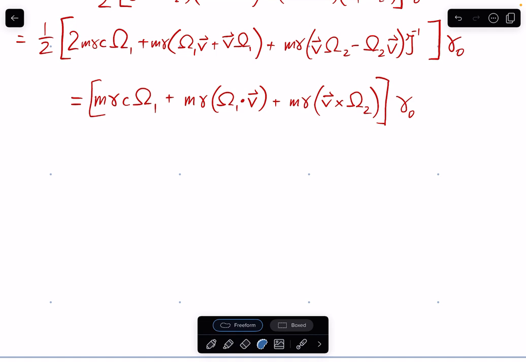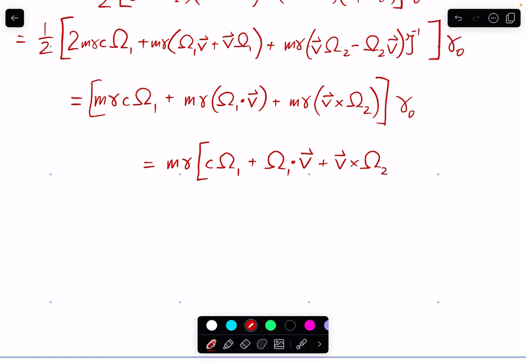And we can then simplify one last time. M gamma C omega 1 plus omega 1 dot V plus V cross omega 2.